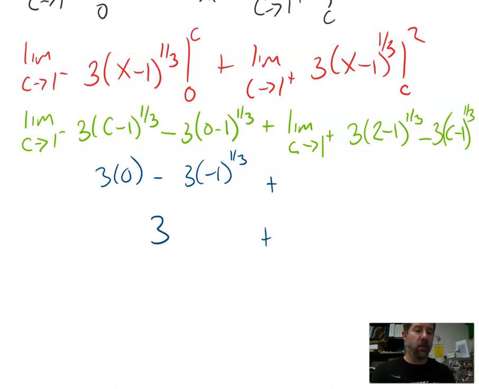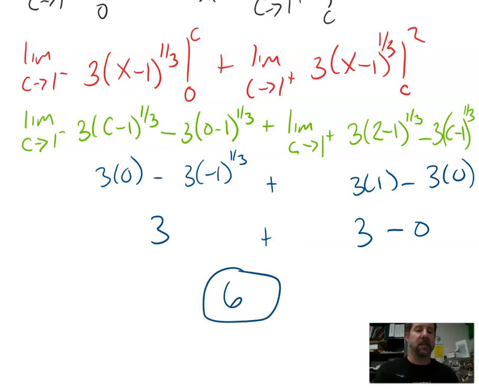2 minus 1 to the 1/3. 2 minus 1 is 1. 1 to the 1/3 is 1. So I get 3 times 1 minus, and again, if I plug 1 in here, 1 minus 1 is 0, times 3 minus 0. Or I get 3 minus 0, or 3 plus 3 is 6. So in this case, because they both converge, this converges, and it converges to 6.